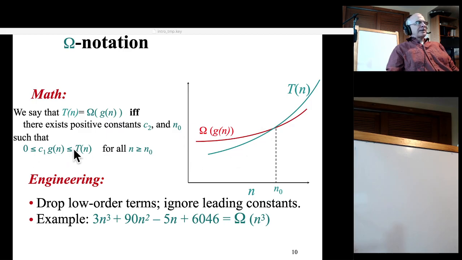So as long as you can claim that there are such constants C1 and N0, usually I don't need to show what these constants are. Okay, then we can say that the running time is omega of g of n. And maybe it's true, maybe it's not true, depending on what g of n is and depending on what the running time T of n is that we are talking about.